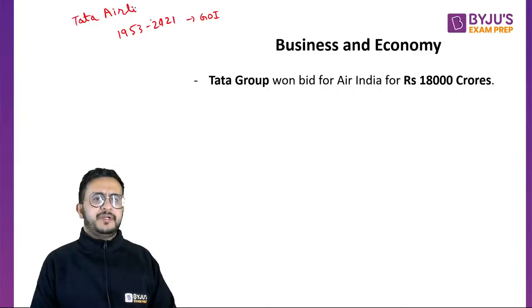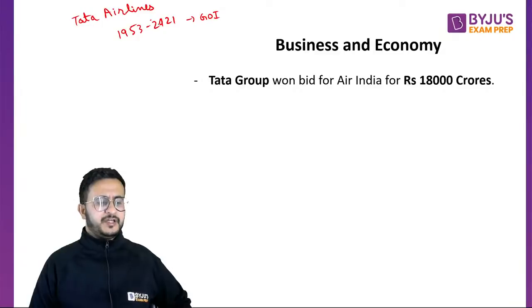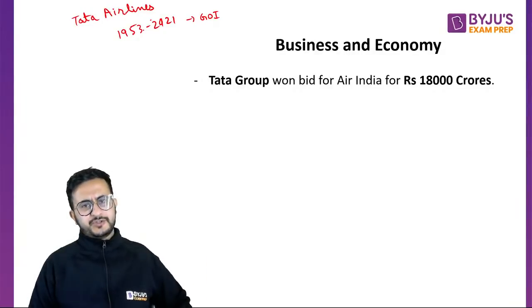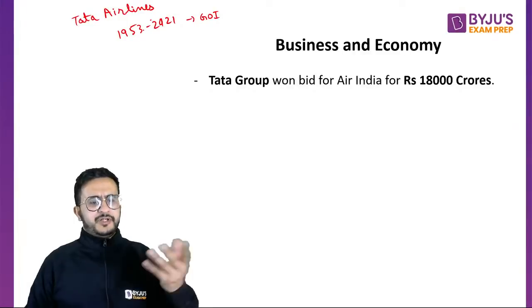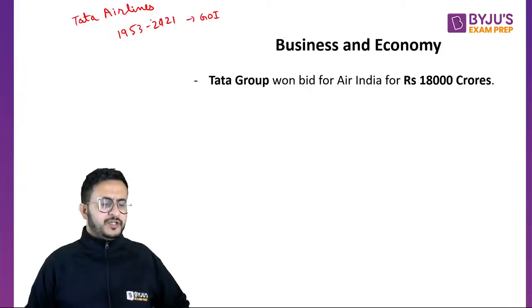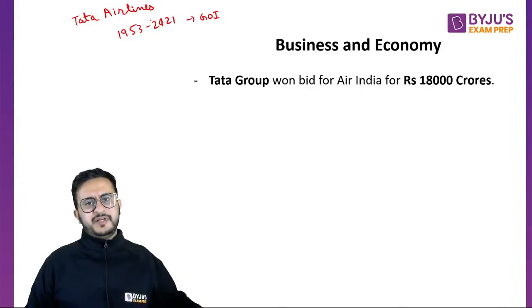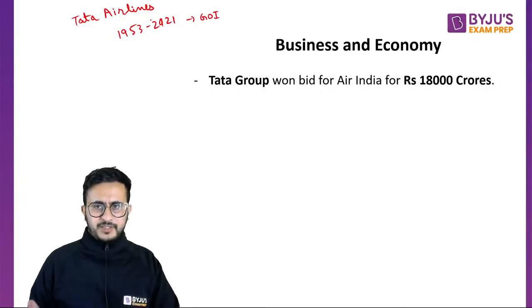Right, and then what happened in 1953 was the nationalization of the airlines. Now, this being a government entity, it was making huge losses, and the government wanted to privatize again. So they wanted some people to bid for it. So Tata, since they owned it earlier, also put the highest bid and won it, right? So that is the amount they paid, and now it is back to the Tata Group.